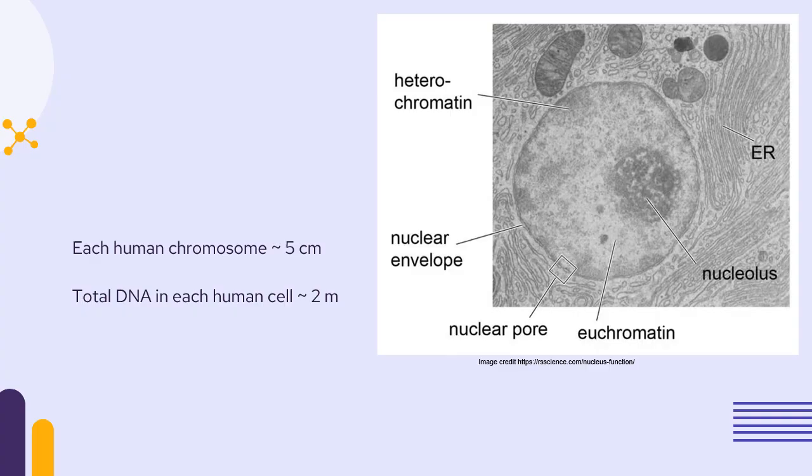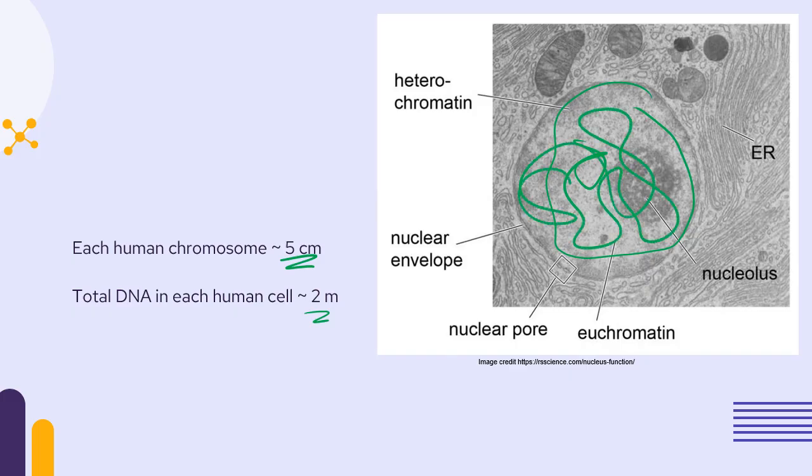Oh my goodness. Each of our human chromosomes, if we were to stretch it out, so pull it away from its histone proteins and stretch it out, would be about 5 centimeters long. That's huge. If we were to take all of our chromosomes out of just one cell and line them up in a line of DNA, we would end up with 2 meters of DNA in each and every one of our cells. That's crazy. And that DNA is wrapped up into these tiny little nuclei.